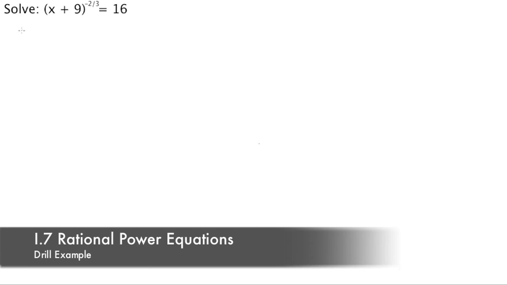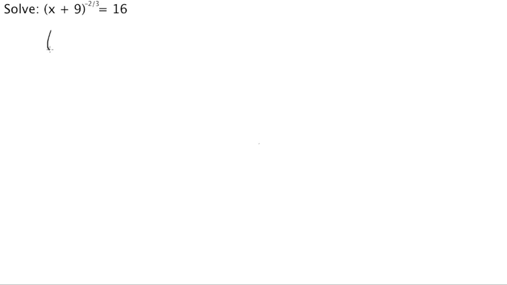Alright, so let's consider this example. So we want to solve x plus 9 to the -2/3 power equals 16. So notice here that our term raised to a rational power is already isolated. So what we need to do is we need to raise both sides of the equation to the reciprocal power. So again, we just flip the fraction. We leave the sign exactly the same. So the reciprocal of -2/3 is going to be negative 3 halves. We're going to raise both sides to the negative 3 halves power.